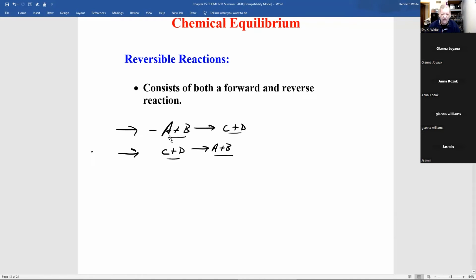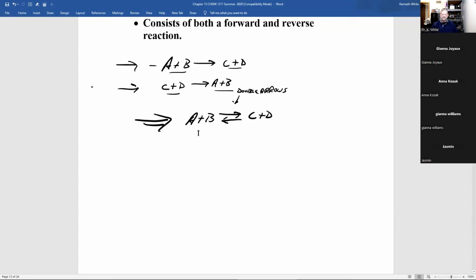And the way we show this reversible reaction is like this. And you see the double arrows indicate a reversible reaction. And what this tells us right here, A and B make C and D, plus C and D make A and B. And that's a reversible reaction. Everybody clear on that?